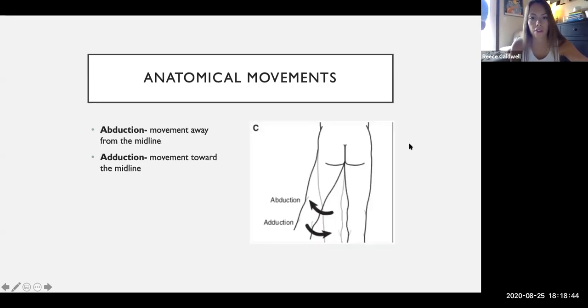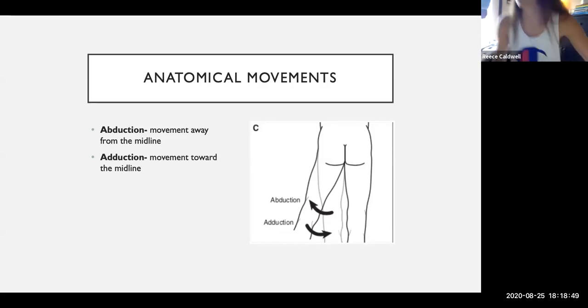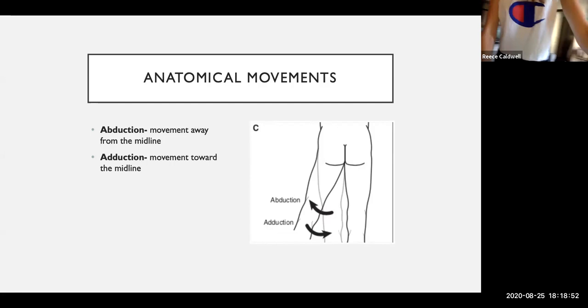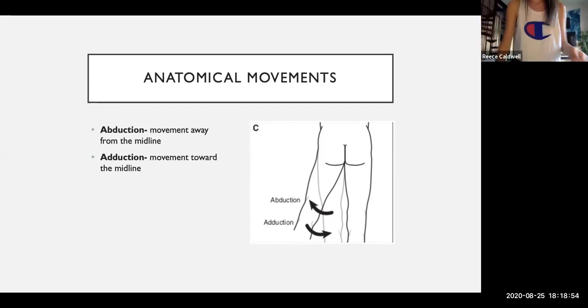Cool. Alrighty. Then we have abduction and adduction. Abduction is movement away from midline. You can think abduction, you're being abducted, so you're being taken away from midline. Adduction, you're adding to midline, so you're adding to the body. So abduction, you're moving away. Adduction, you are moving towards.